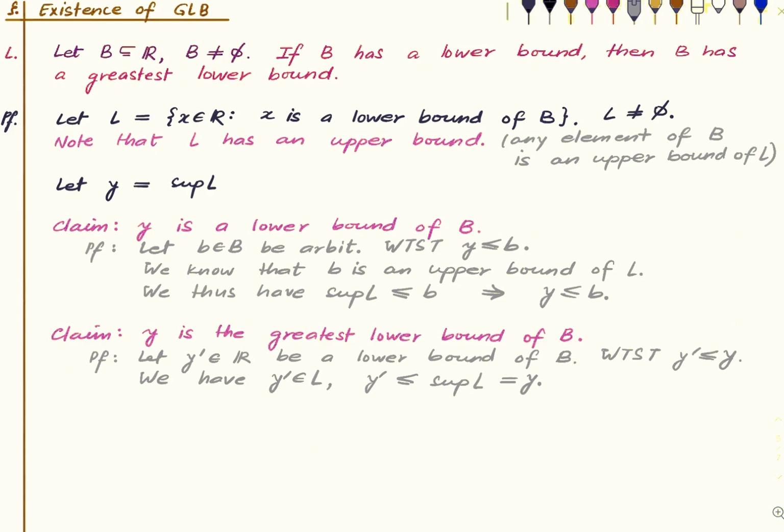It shows something more than what we set out to do. We actually showed that the greatest lower bound is the least upper bound of the set of all the lower bounds. This may sound like a tongue twister, but it isn't. Okay, so I hope this is clear.